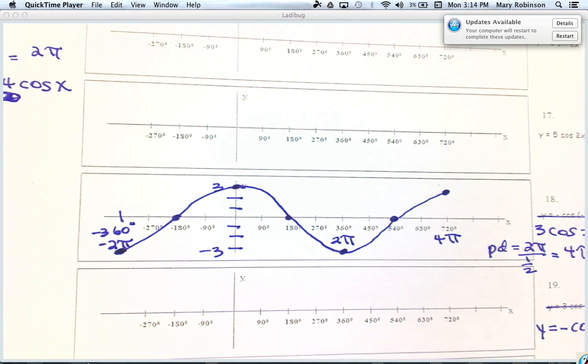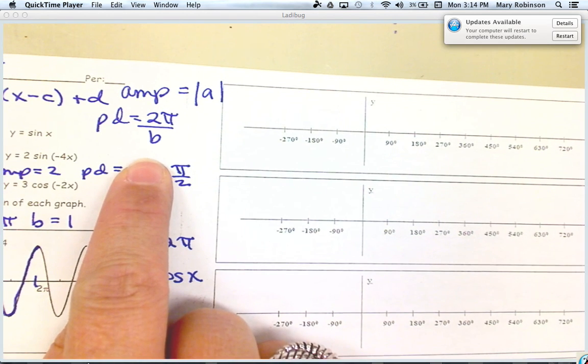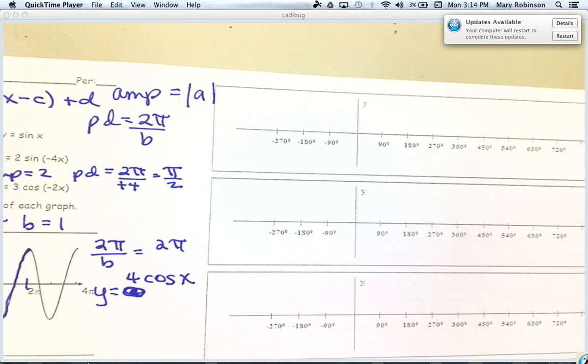Just please go ahead and recognize that your amplitude will help you find your max and min. And the b value, plug it into 2 pi over b to help you find the period. And that should give you your beginning and your end point.